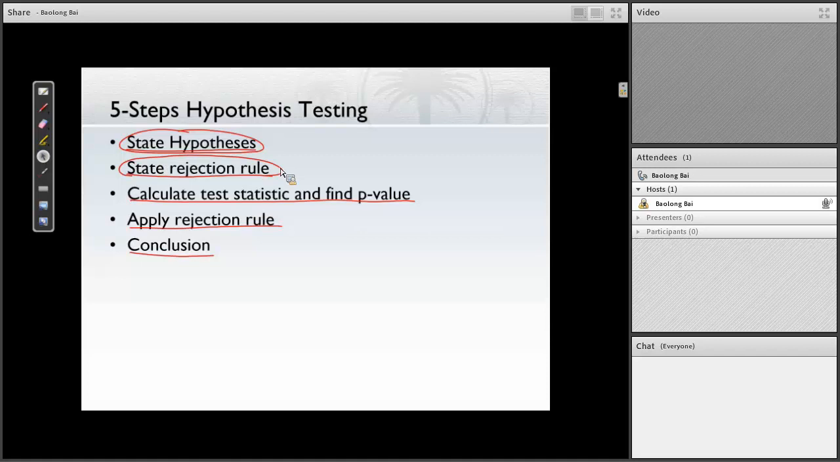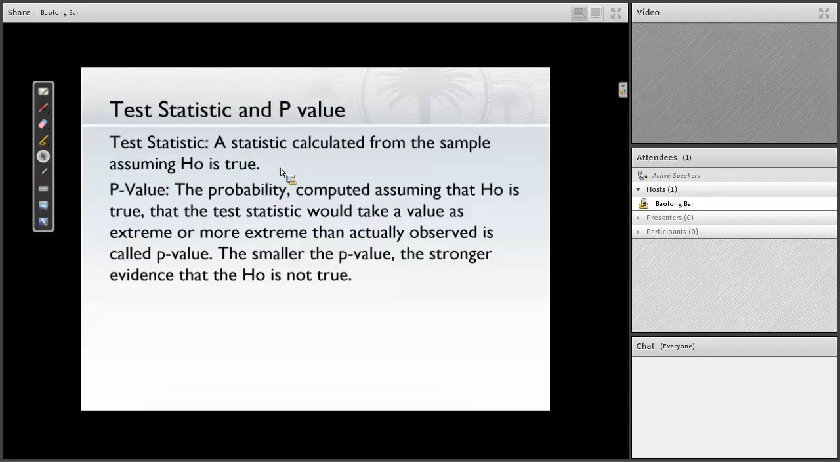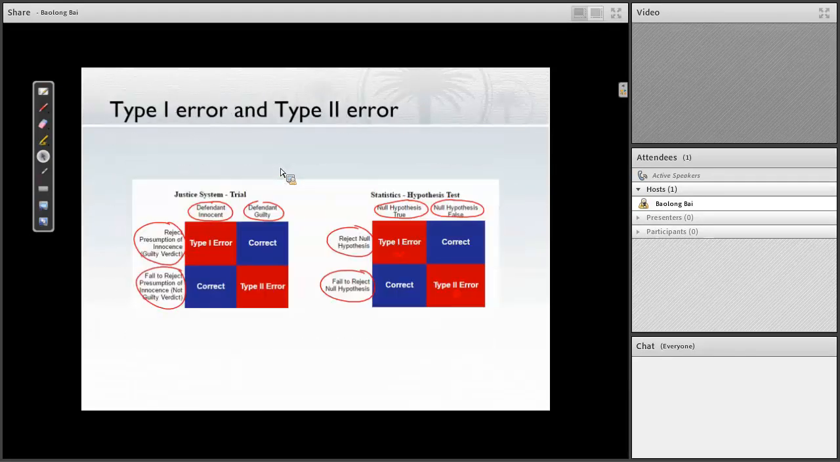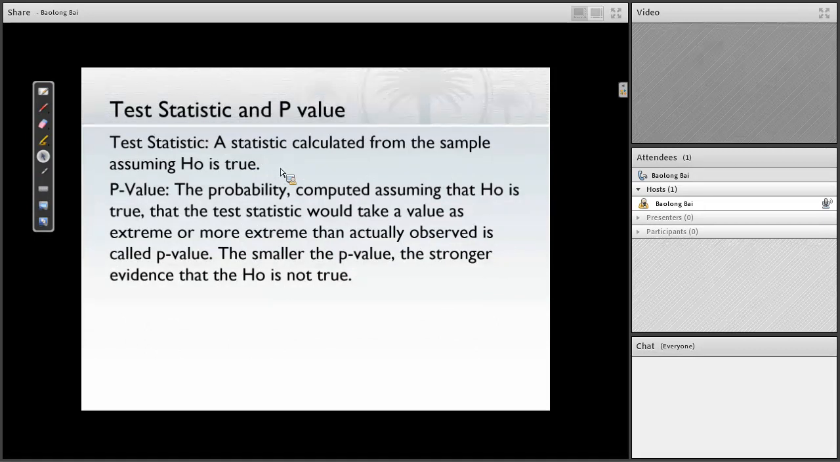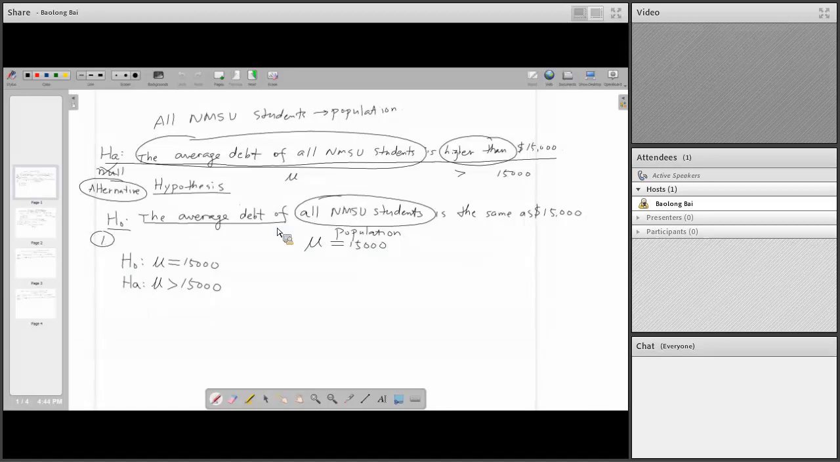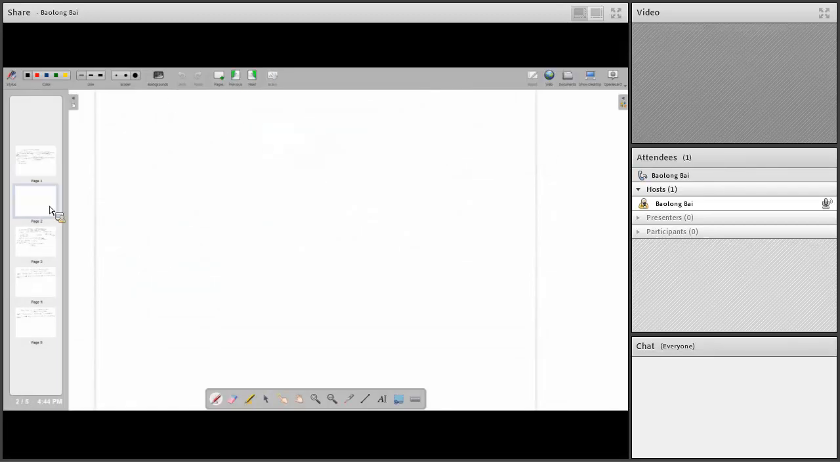So now we're going to go to step 3, calculating the test statistic and finding a p-value. So the test statistic is a statistic calculated from the sample, assuming the null hypothesis is true. Right. So now let's think about if we're doing a z-test. We have a population.